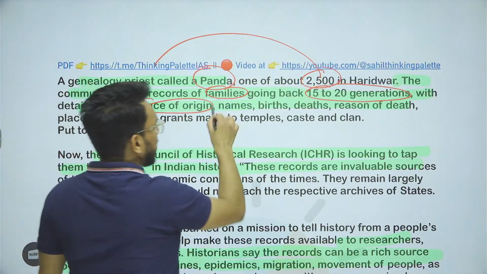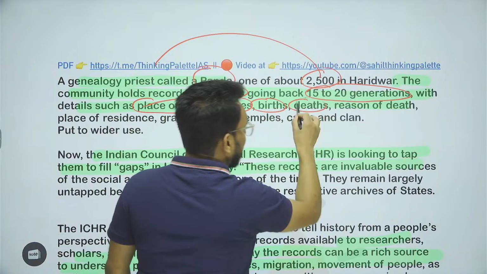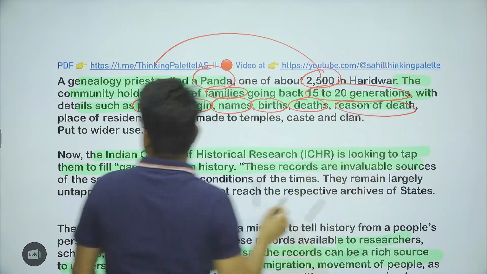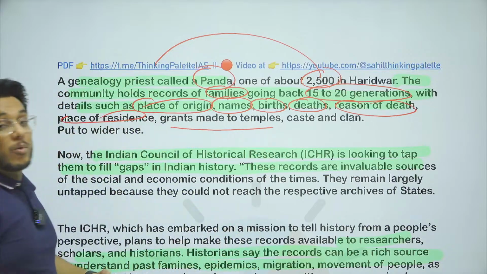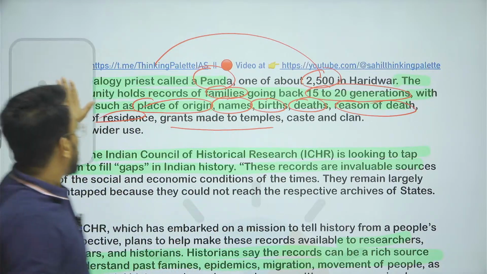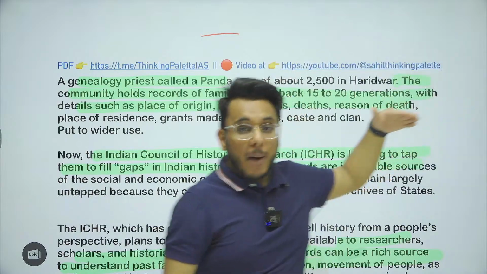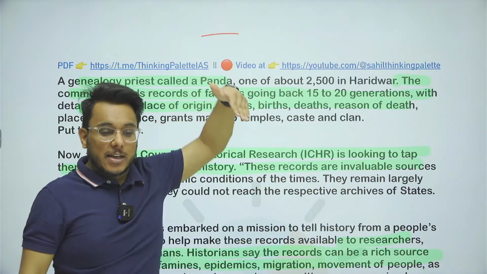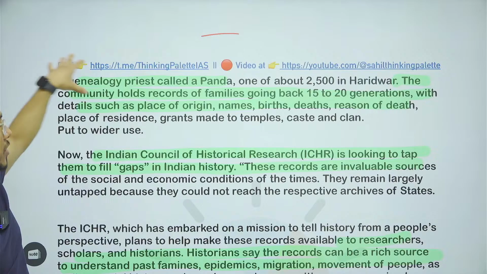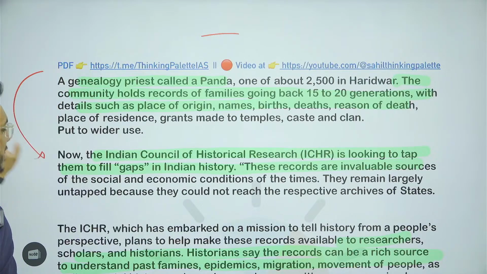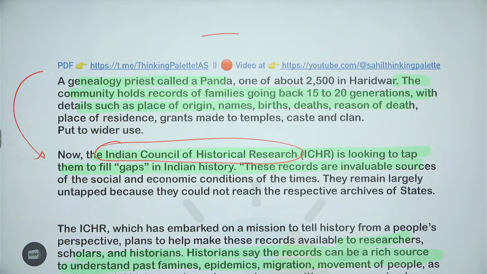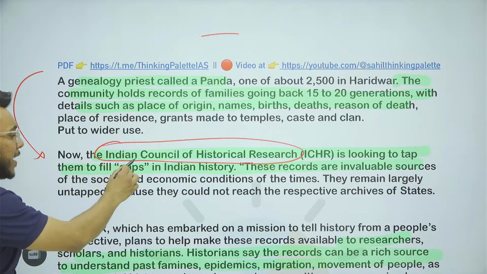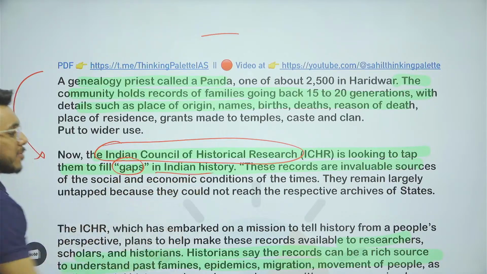They have information about their names, their birth, their death, when it happened, the reason for death, their place of residence, what grants they have made to the temples, what was their caste, what was their occupation. So extensive information about the people's past 50 to 20 generations is there with these genealogy priests. Now what has happened, the Indian Council for Historical Research will take this particular data, this particular information, and use them to fill the gaps in Indian history.